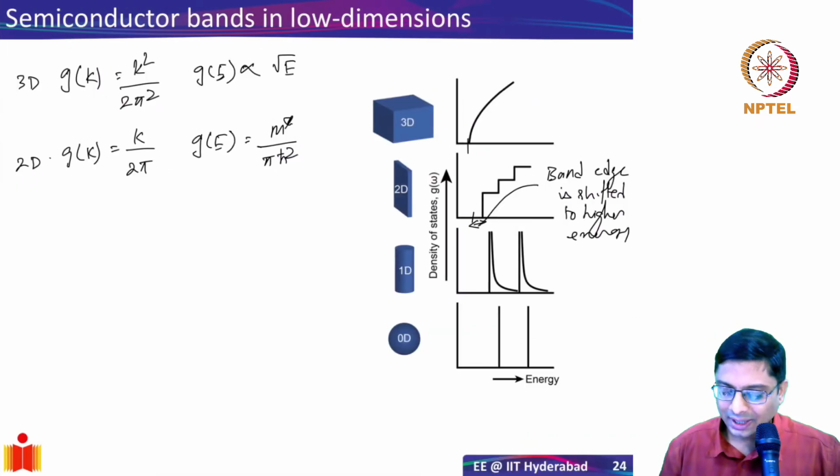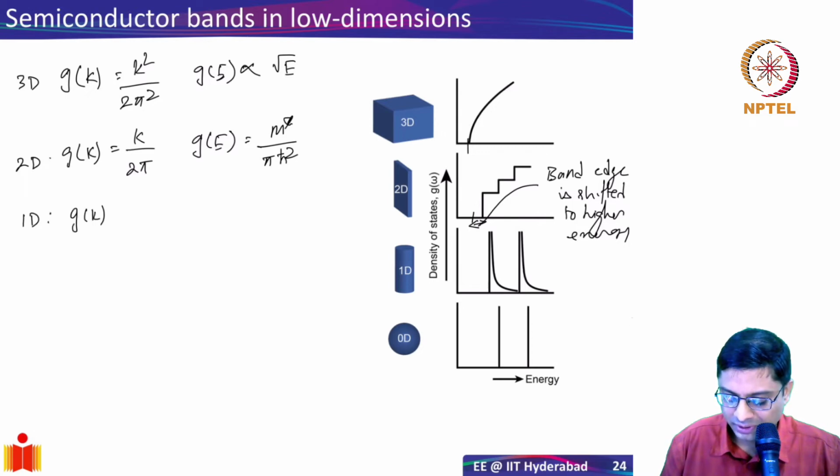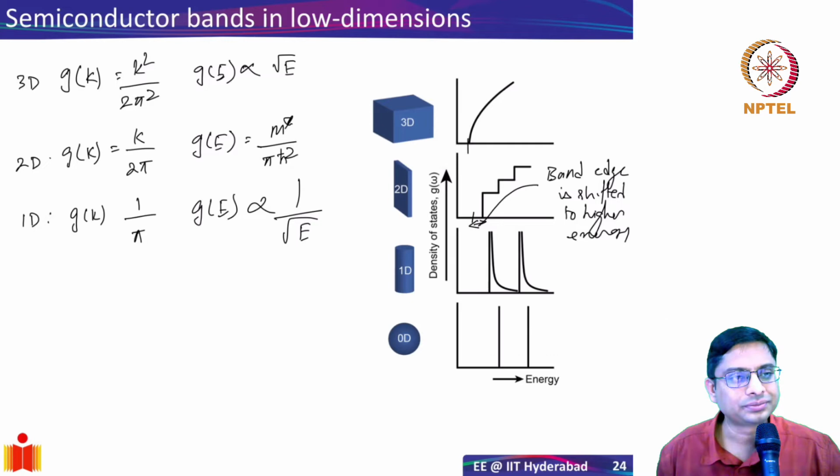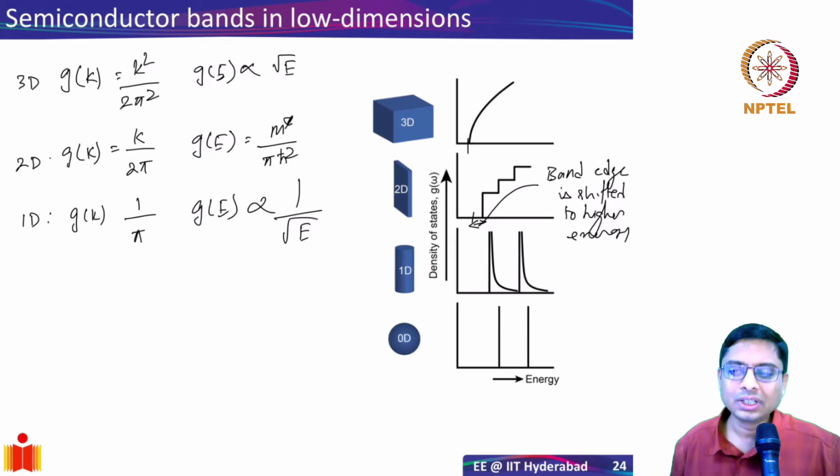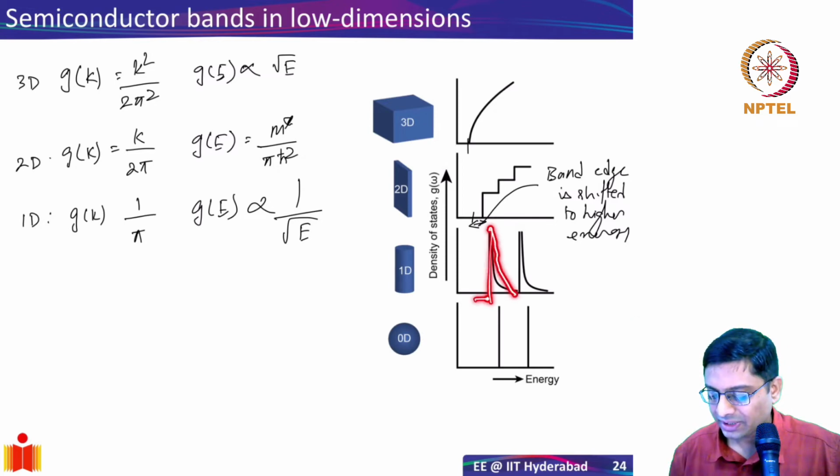All right. And similarly for the 1D case, you can compute g of k is going to be 1 by pi, I think, in this case. And because of that, g of E will turn out to be 1 over square root of E. So again there is a shift in the band edge, but then it exhibits a peak and then comes down. The density of states exhibits this 1 over root E kind of dependence. Once the second state comes in, again another peak, and so on. And the spacing also is going to be slightly higher.